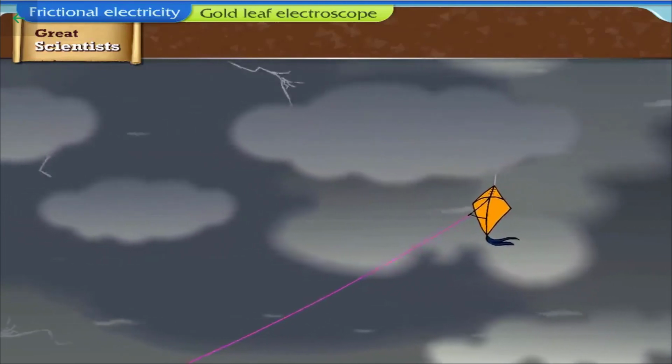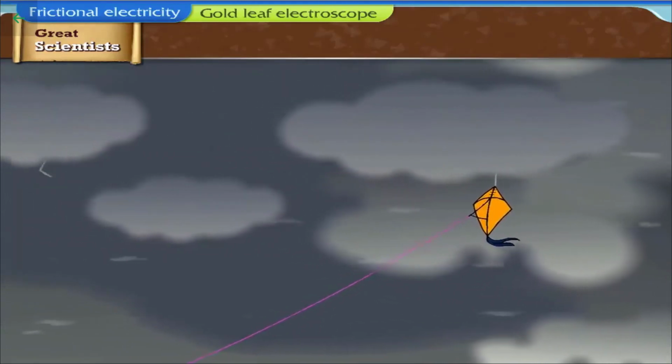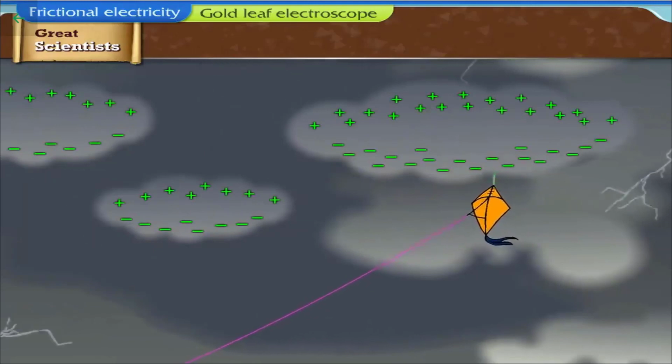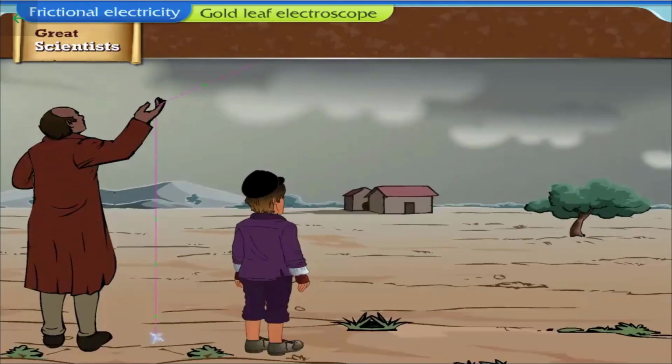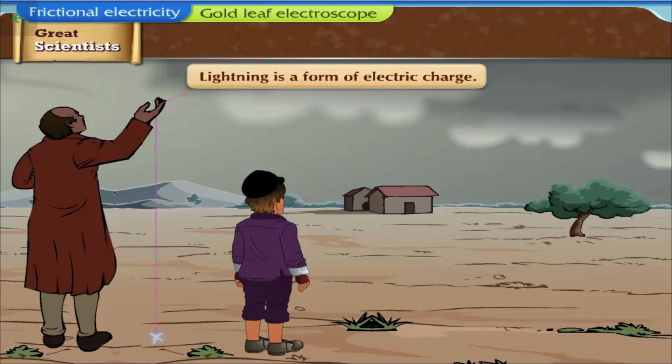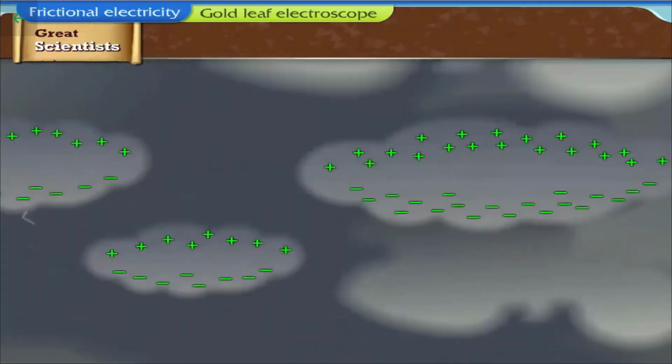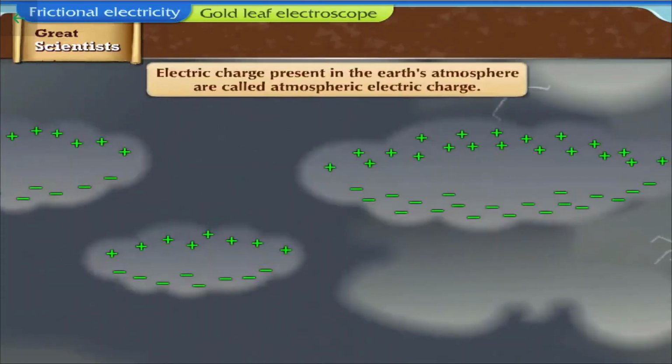There was lightning in the sky on the day they flew the kite. When the metal wire touched the clouds, the electric charge got transferred from the clouds to the kite. Then, the loose string of the kite became taut, and the electric charge reached the earth through the string. A spark was seen when the string touched the earth. Thus, he showed that lightning is a form of electric charge. Electric charge present in the Earth's atmosphere is called atmospheric electric charge. Let us proceed to study about it.